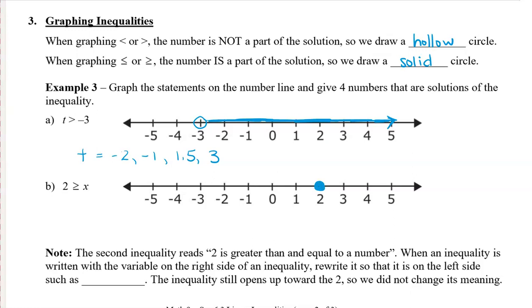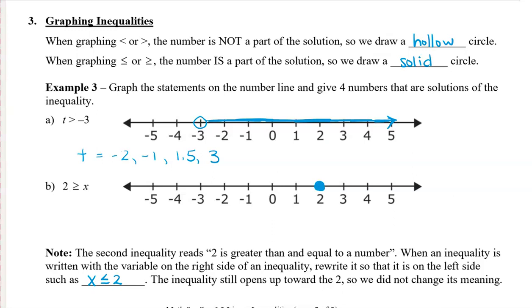Now notice that this inequality has the x written on the right side. So if you like, you can actually switch it so that x is on the left side, such as x is less than or equal to 2. Now the inequality still opens up toward the 2, so we didn't change the meaning.